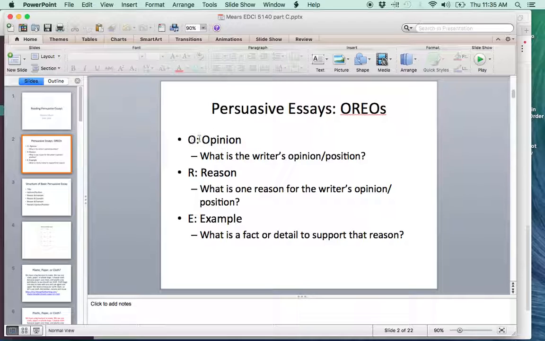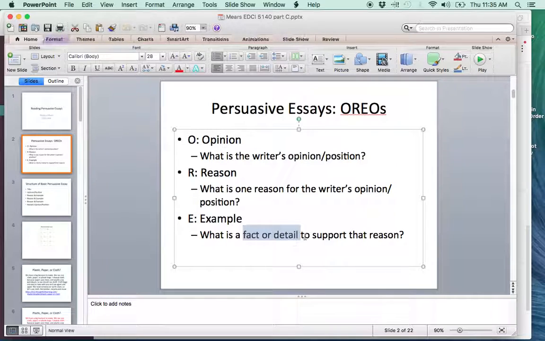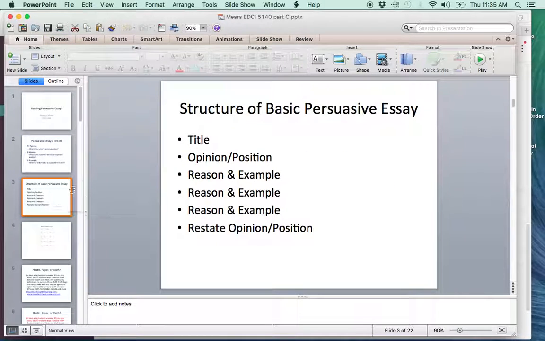Persuasive essays contain an opinion and a reason, and good persuasive essays will include multiple reasons and multiple examples. Examples are those specific facts or details that support the reason and the author's opinion or position. Here's what the structure of our persuasive essay, or our proposal, is going to look like.